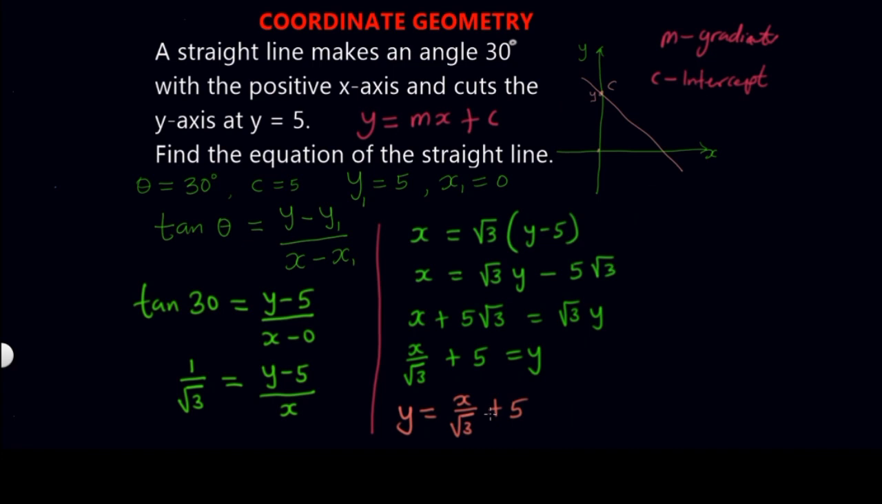You can see that from this equation our gradient m is 1 over root 3 and our intercept c is positive 5, which is as well as what we have defined it to be earlier here. That makes it correct for us.